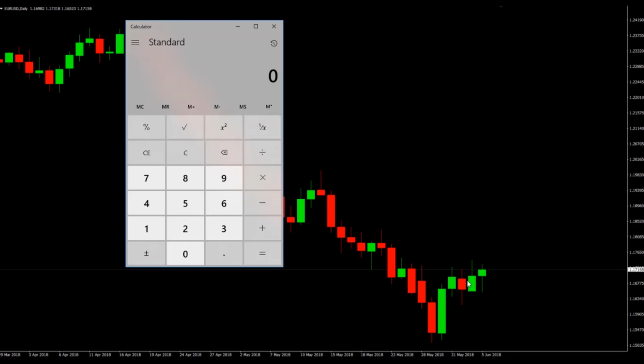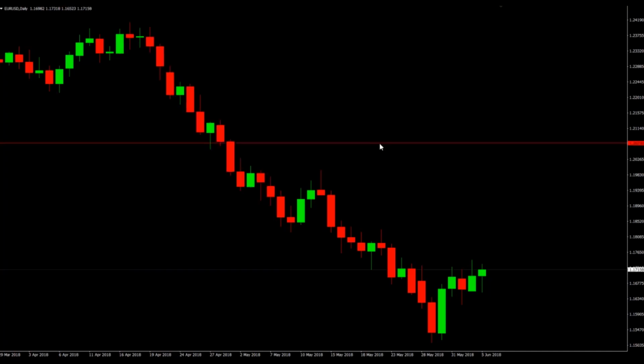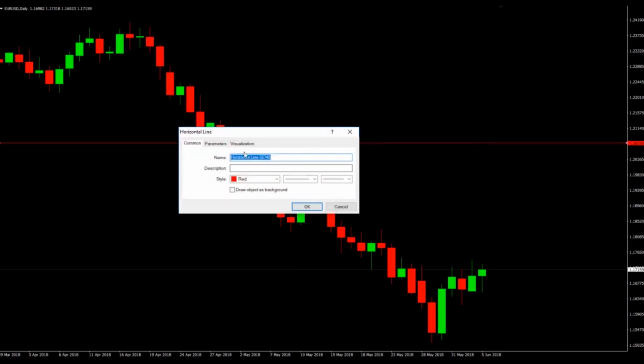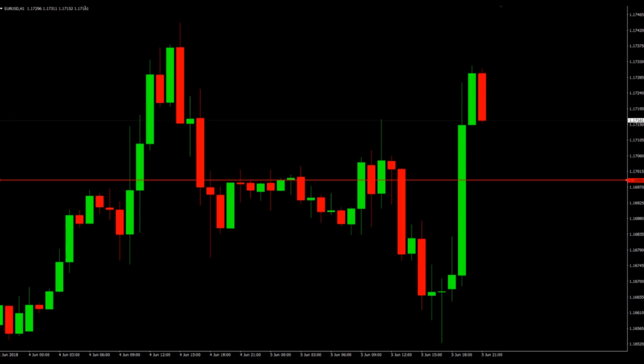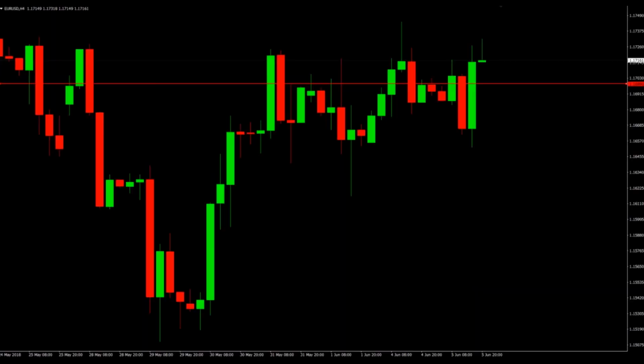So the high price was 1.1744 plus 1.1655 plus 1.1698. All right, so I'm dividing it by 3. Enter. So this is my pivot point. Right click, paste this particular price and make it a bit thicker. All right, so here we go.